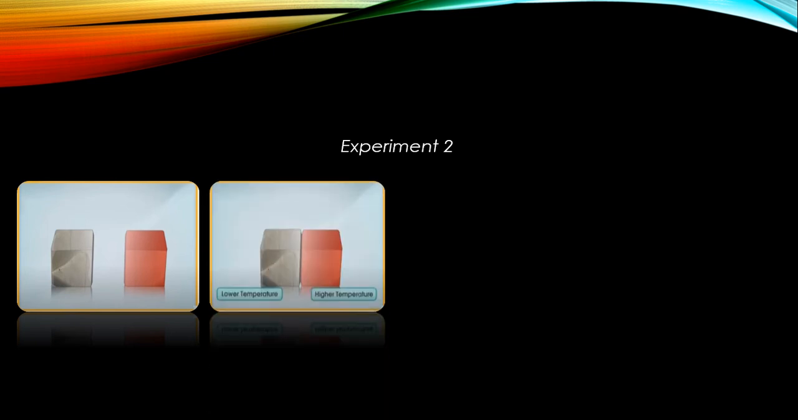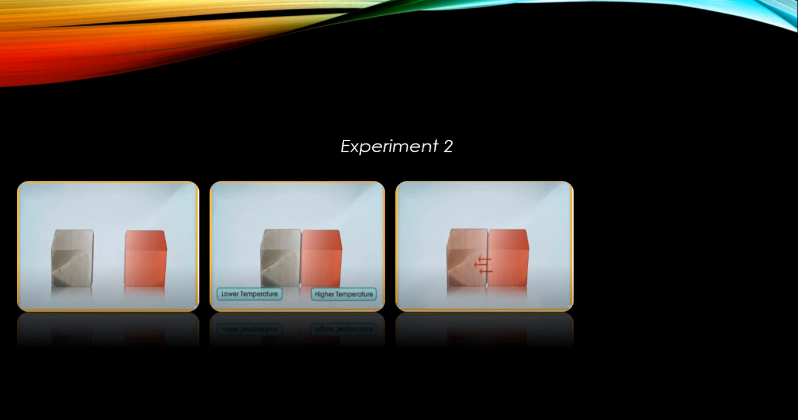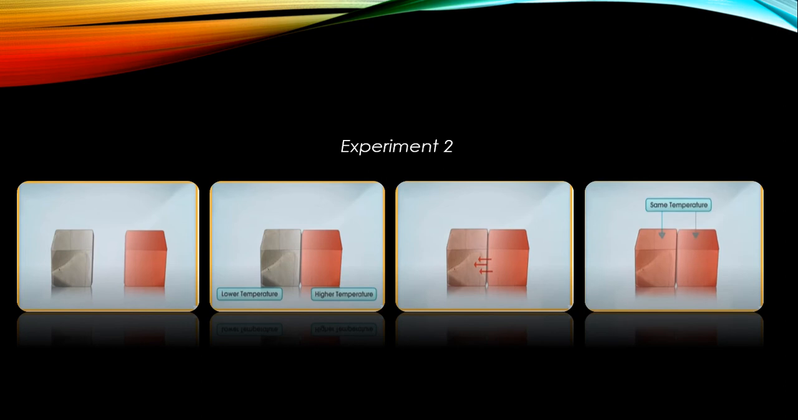Our second experiment. Getting two objects, one at high temperature and the other at a lower temperature, and placing them in contact, heat flows from the object with high temperature to that of the lower one, till both have the same temperature.